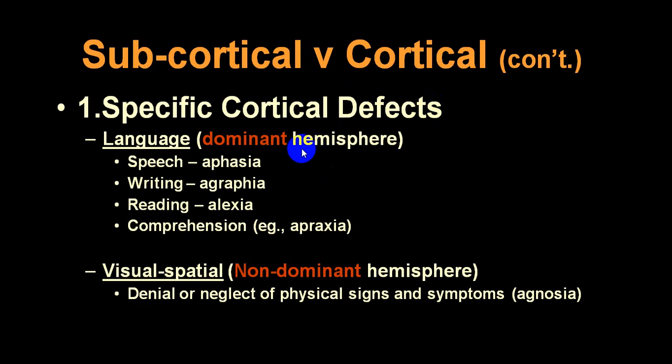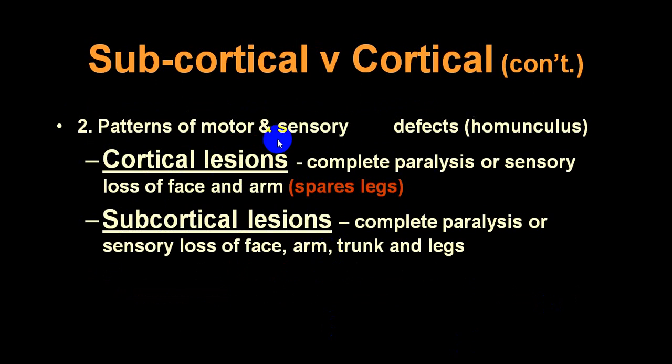So if there is a dominant cortical hemisphere damage, the person will have aphasia, agraphia, alexia, apraxia, etc. And if it is the non-dominant hemisphere, the person will have the classical neglect syndrome, where we call it hemi-neglect. Also there will be agnosia.